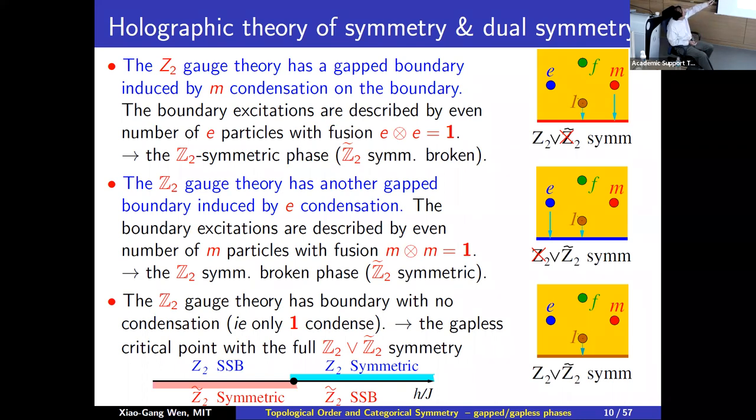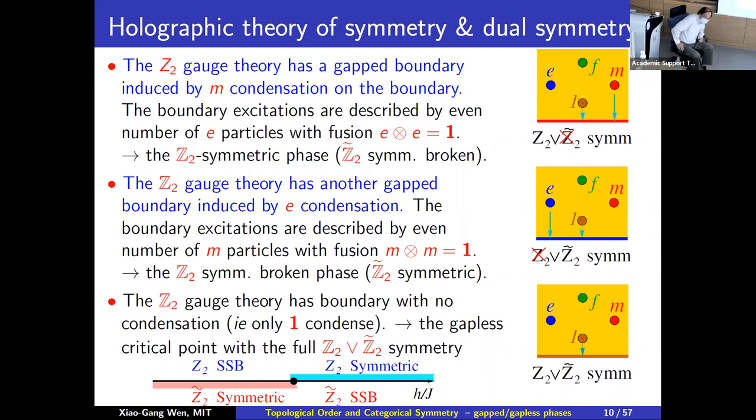And this corresponds to the gapped phase in the Ising model. Z2 symmetry is not broken, it's a normal state, not a symmetry breaking state. Then there's another boundary induced by the E condensation, and the one condensation. In this case, the Z2 symmetry is spontaneously broken, but the dual Z2 is not broken. So it's really this picture. Now, usually we consider Z2 symmetry, and there are two phases of the Ising model: one is Z2 symmetric, another is Z2 symmetry breaking. But we can also include the dual symmetry. The Z2 symmetric phase corresponds to dual Z2 spontaneous breaking. The Z2 spontaneous breaking phase corresponds to the dual Z2 symmetric phase. So it's really in line with this picture.